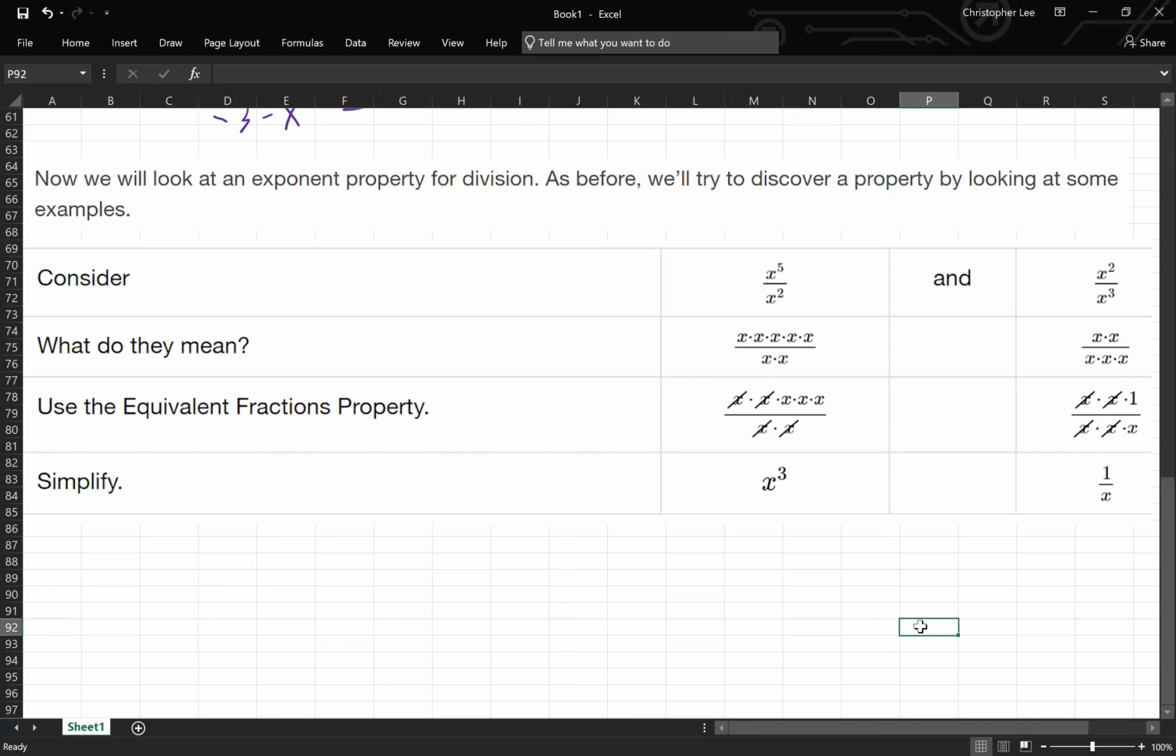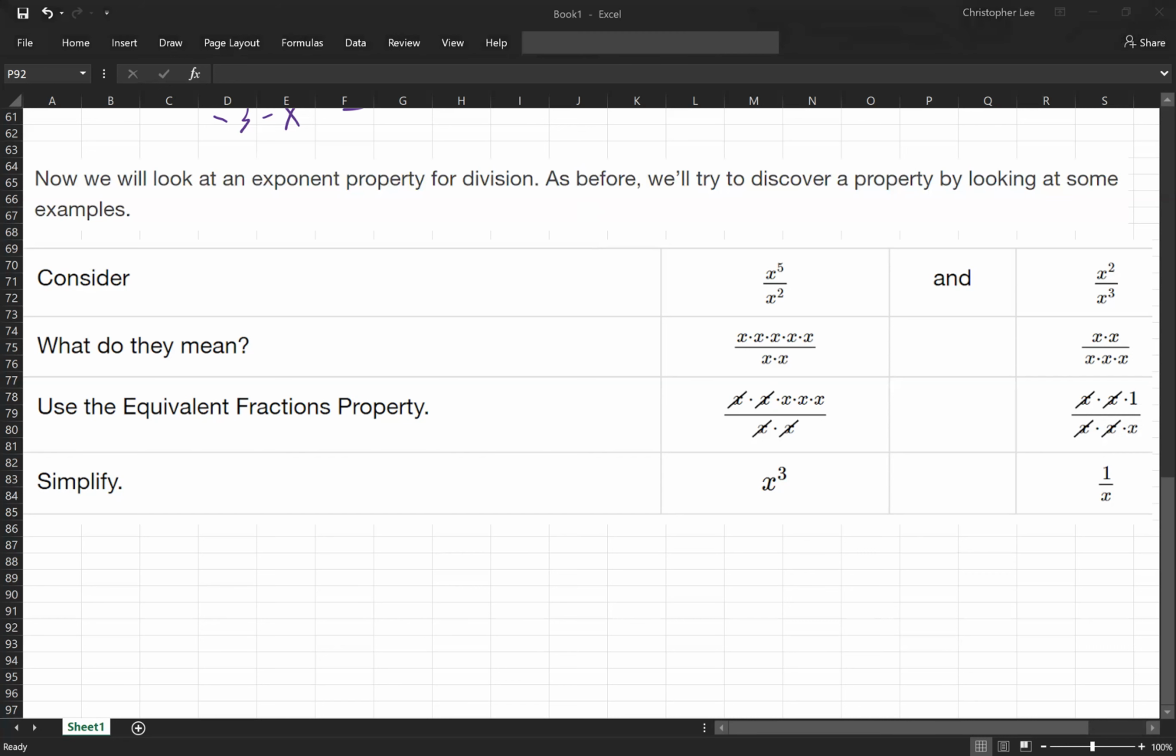But there must be some kind of shorter way to do this, right? Let's take a look. About to give y'all the sauce right now.